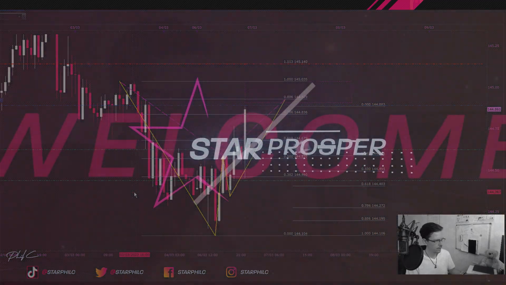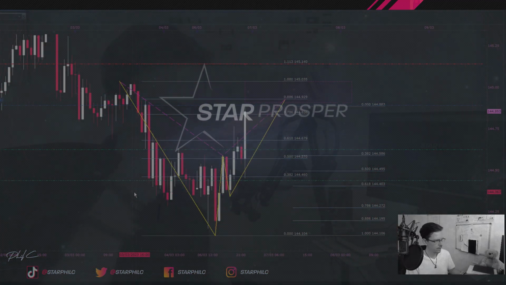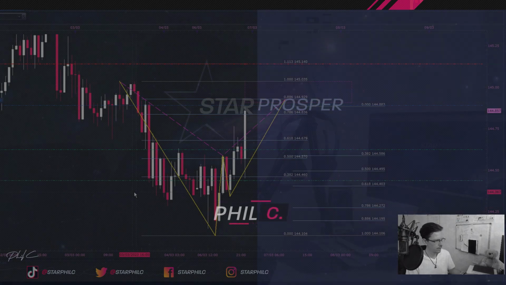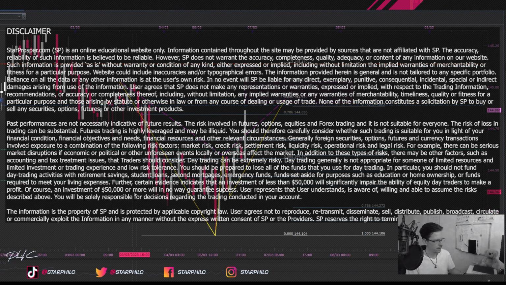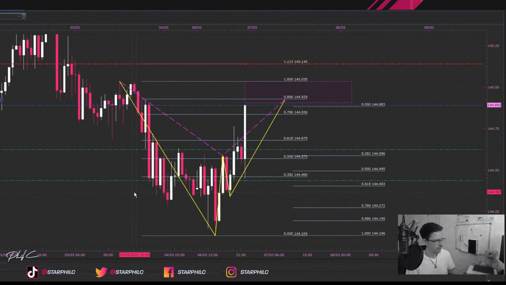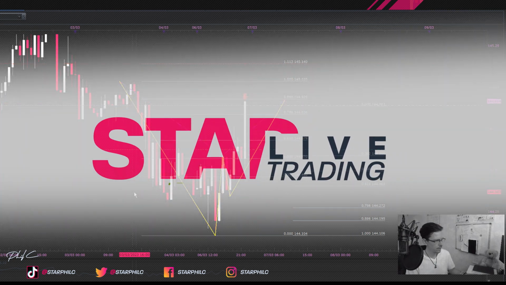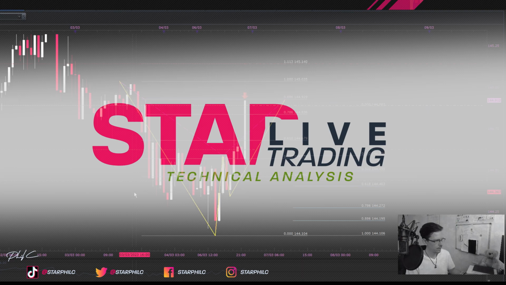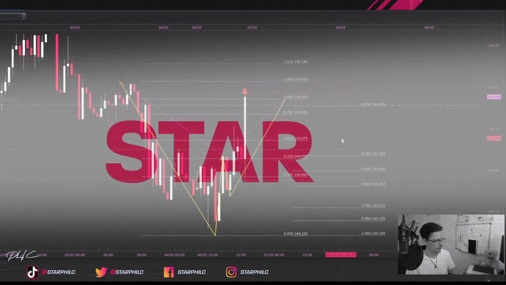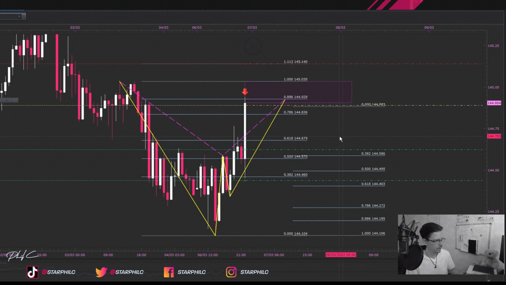Trying to get filled here. This is Euro Yen, 1 hour time frame. There we go. Trying to get filled here, and we did. So what you see in front of you here is what's known as a bat pattern, right?